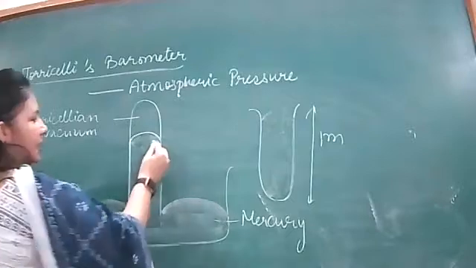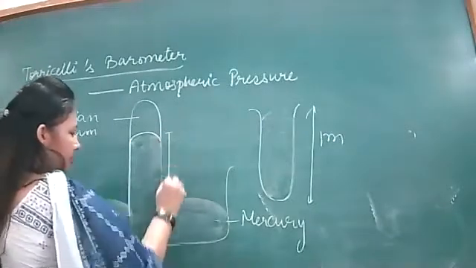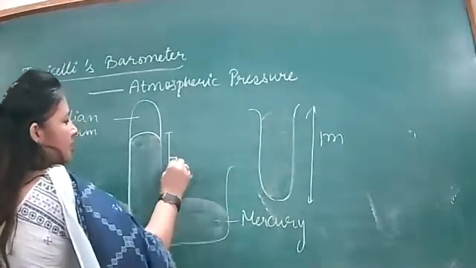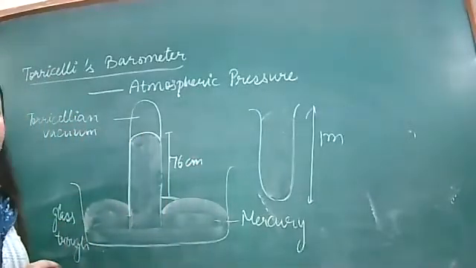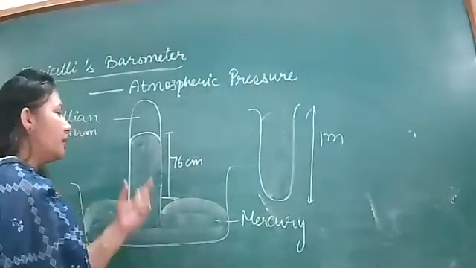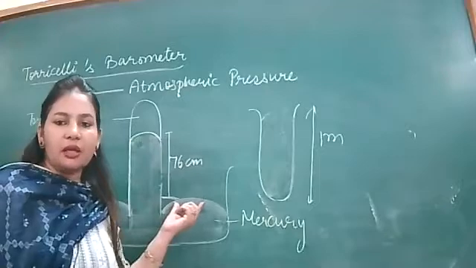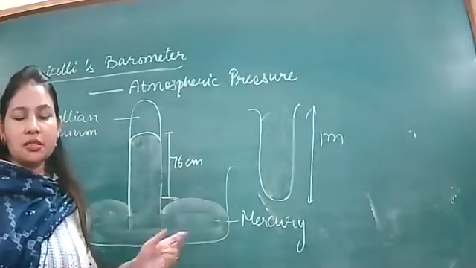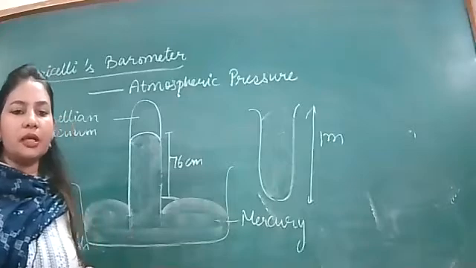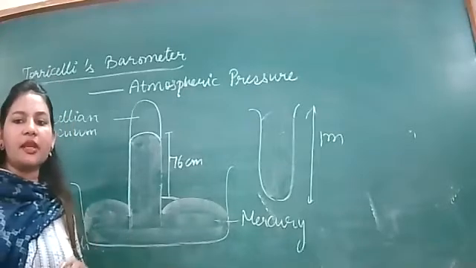And when the height of mercury was calculated above the free surface of mercury, that was found to be 76 centimeters. So that's why the unit of pressure is also taken to be 76 centimeter of mercury column, because this is the standard value of length of mercury column that is giving us 1 atmospheric pressure.